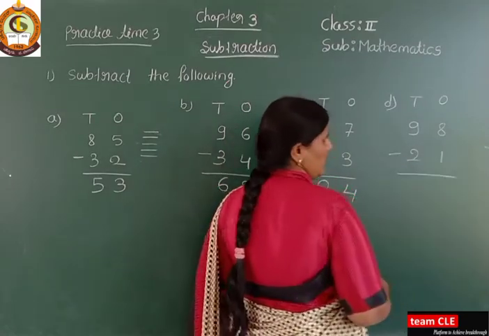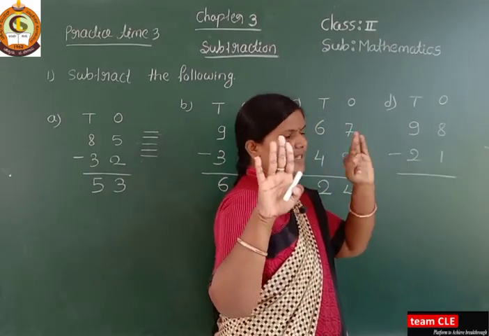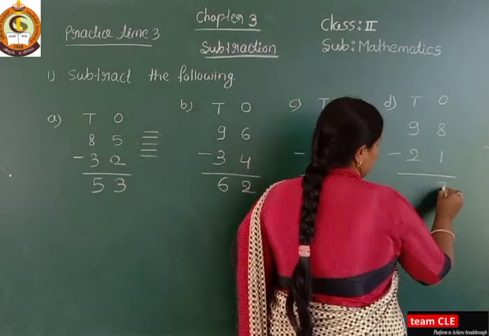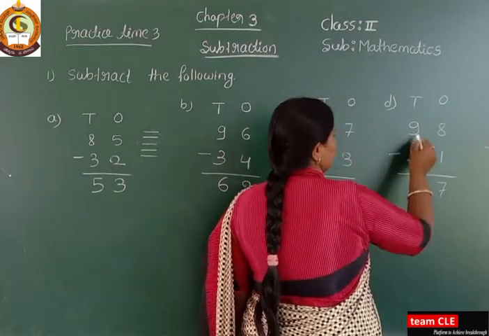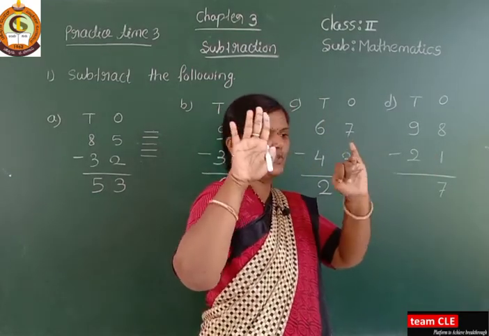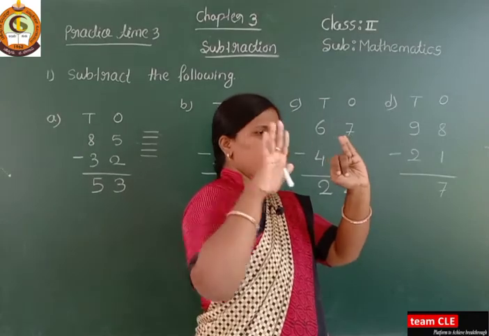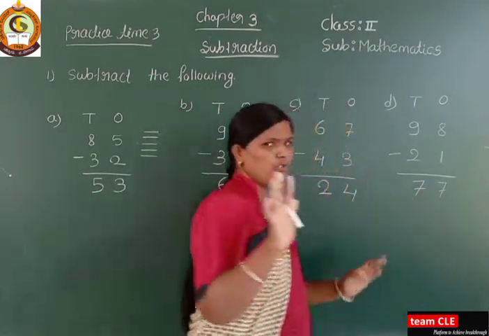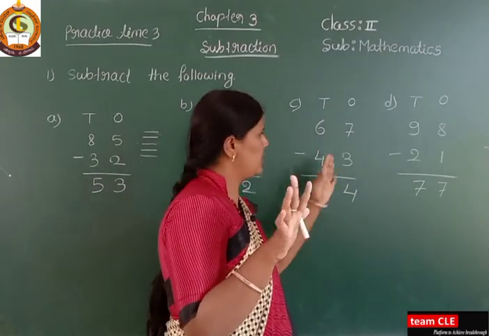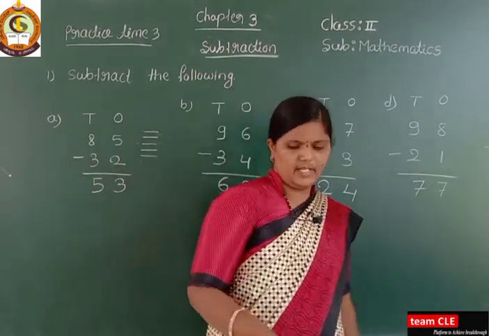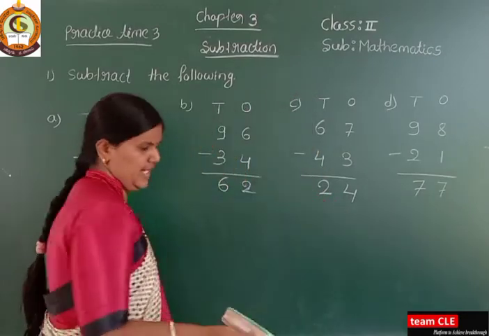Next, D1, 98 minus 21. 8 minus 1. So how many remain? 7. So write 7 here. Next, 9 minus 2. So how much remains? 5, 6, 7. So write 7 here. Like this you can use your fingers, otherwise you have to draw lines. The answer is how much? 77.